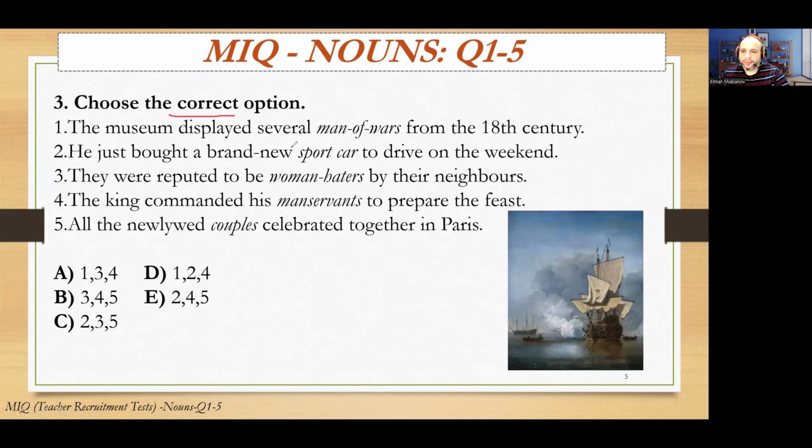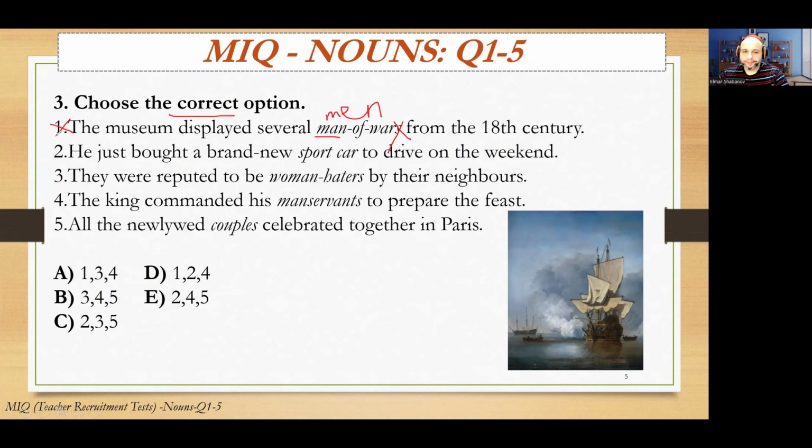The museum displayed several man-of-wars from the 18th century. Here we need to remember our compounds. This is a compound noun. A man-of-war is a battleship which was used in the past. It has two nouns, man and war, but the semantic head falls on man, because we're literally not talking about wars, we're talking about men. So the correct option would be men-of-war, without s.